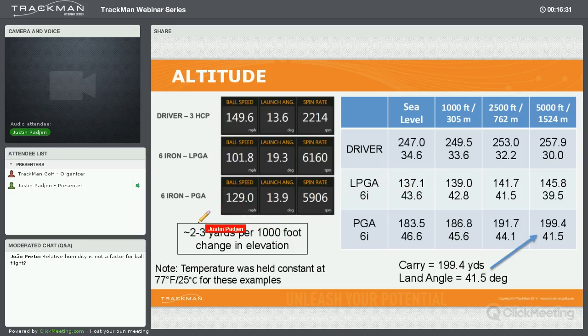If we're looking at a very rough rule of thumb here, we're going to say 2 to 3 yards per 1,000 feet of elevation change. So you're looking at a little bit less than a meter for every 300 meters in elevation change. But as the shot gets longer due to the elevation, it also becomes a flatter landing angle. So if you're thinking about clubs coming into the green, you might get more distance, but it's going to be coming in flatter, so it might be more difficult to hold the green or get it to stop as quickly as it normally would.